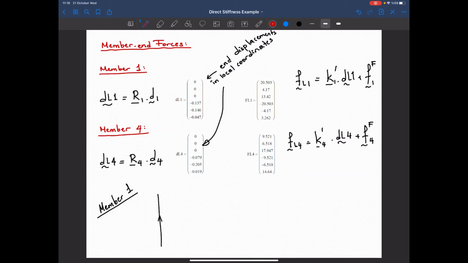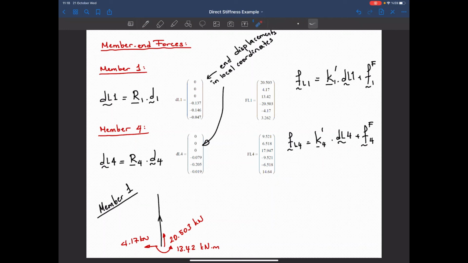Okay, so the axial force here is 20.503 in the same direction with D1. Shear force is in the same direction with D2. So this is 4.17 kilonewton. The moment is in the counterclockwise direction, 13.42 kilonewton meters.